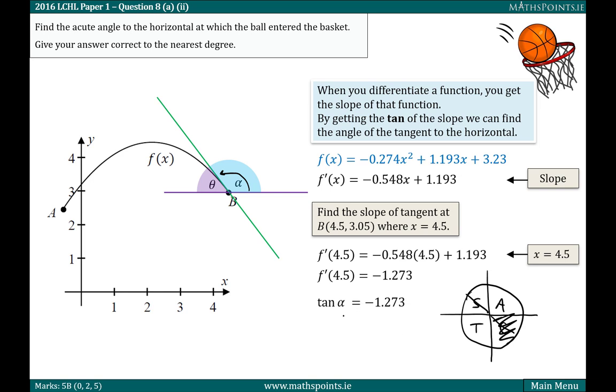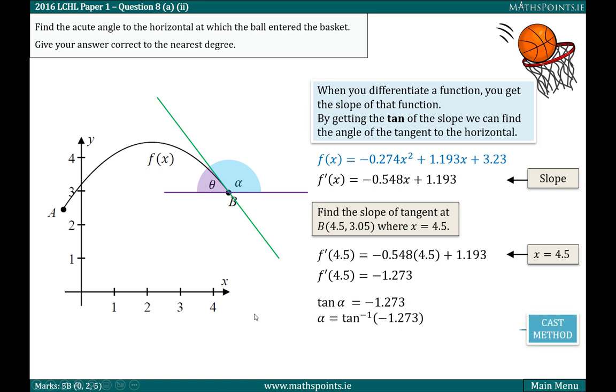We find the tan inverse of the positive version of 1.273, and that gives us 51 degrees, roughly. We'll do it exactly in a second. Let's say it's 51 degrees. That means that this alpha angle is 180 minus 51, which is 129. So alpha is 129, and as we've seen, theta is obviously 51. So using the CAST method, we can figure out the alpha, and when we have the alpha, we can obviously figure out the theta, which is 51 or 52 degrees.